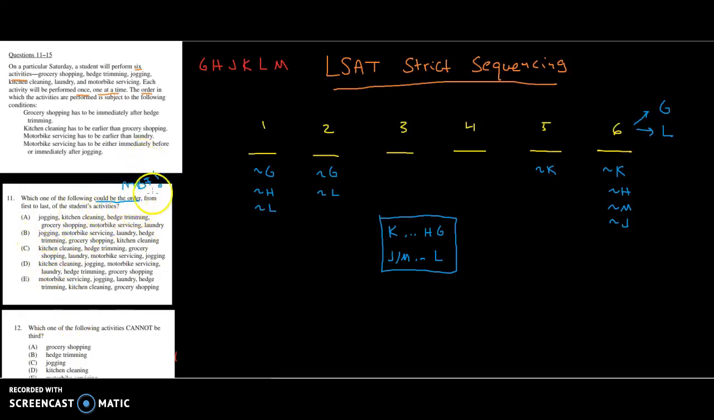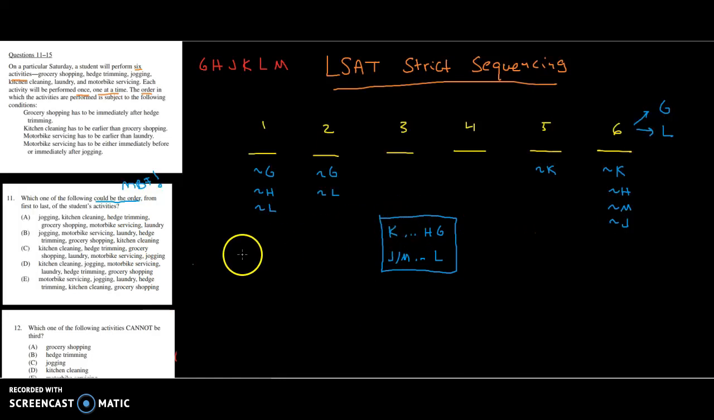Now, when something could be the order of first to last of the student's activities, basically what we're looking through is each of these, A through E, to see which one violates any of our rules. Let's quickly go over our rules, summarized. K has to be before H, G and H have to be right next to each other, J and M have to be right next to each other, and L comes afterwards. So let's just go down the line.